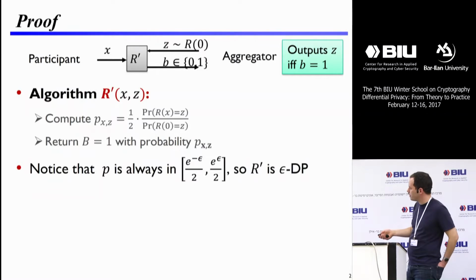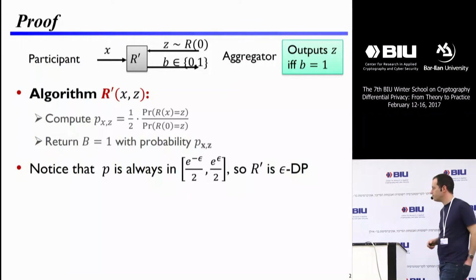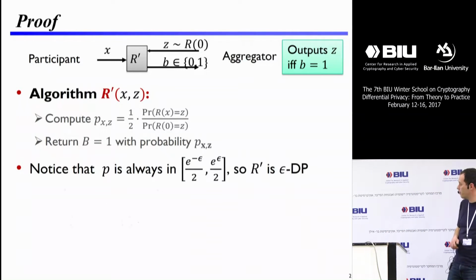Notice that this quantity p sub xz we compute is the ratio of the probabilities of generating z under two different inputs by the original randomizer R, so it's always between e to the minus epsilon and e to the plus epsilon over 2. And so, in particular, it is epsilon differentially private. The dependency of the probability that I output 1 on the input x is limited to this range of ratios. So it's always epsilon differentially private.